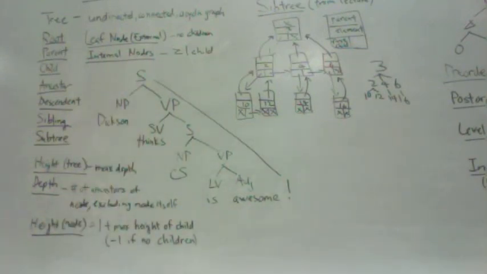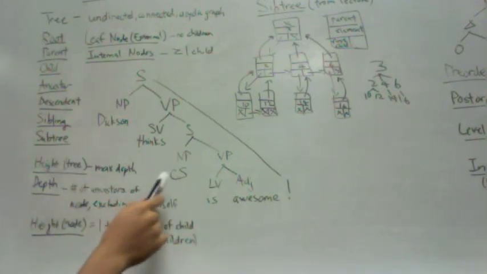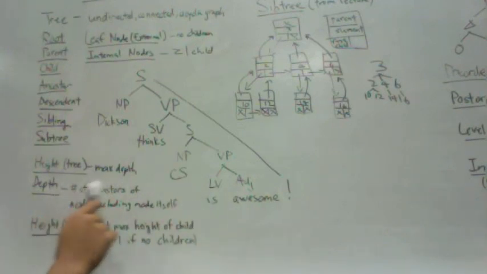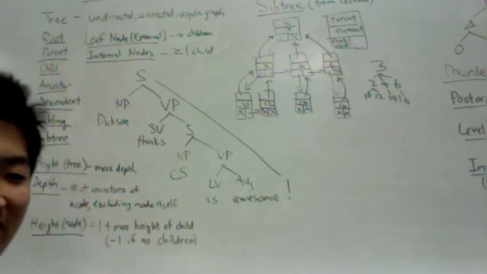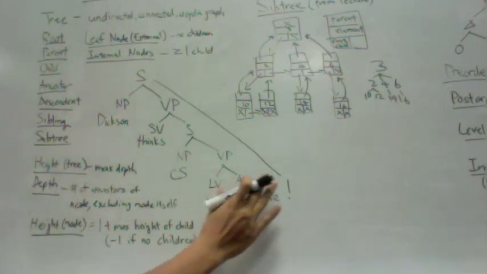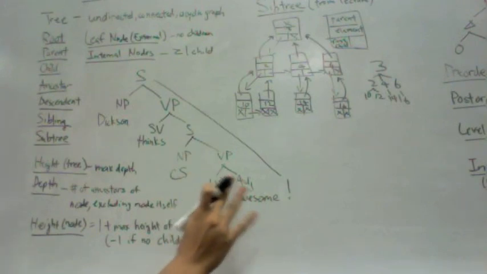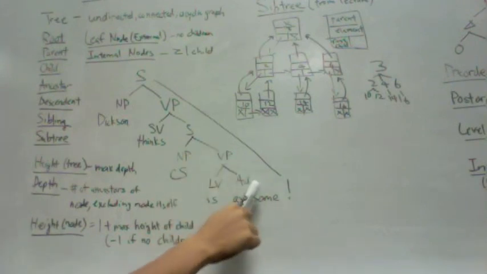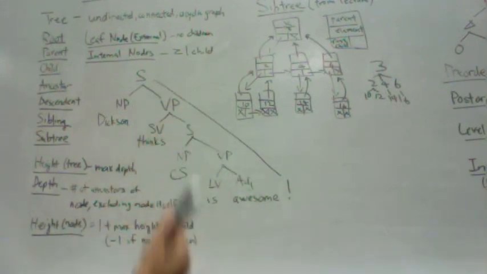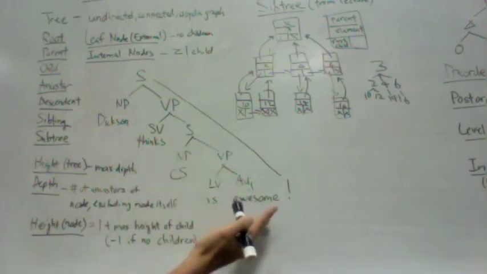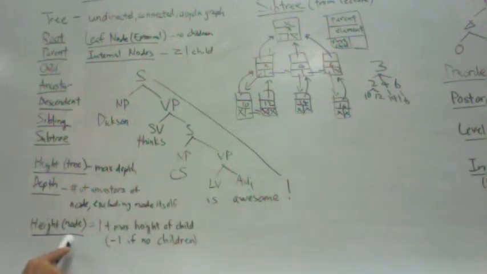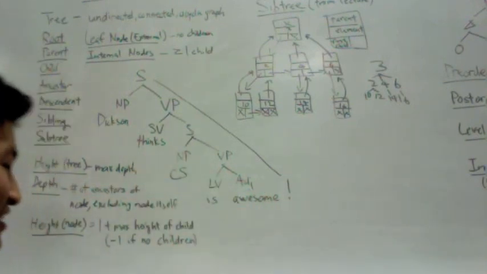And so the more complicated things regard height and depth, and height of the node. So the height of the tree is the maximum depth, and the depth is determined by the number of ancestors of a node, excluding the node itself. So if we exclude this adjective and just count 1, 2, 3, 4, we can conclude that the depth is 4, and since this is the deepest this tree will ever go, then the height of this tree is also 4. The height of a node, however, is something very different.